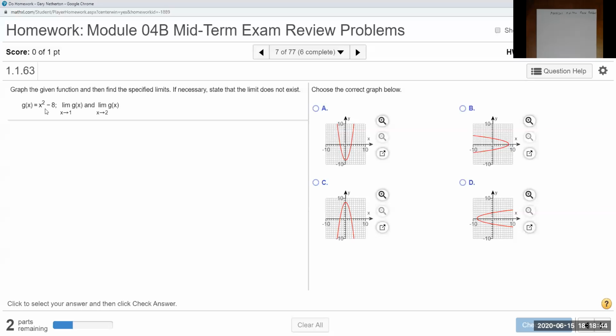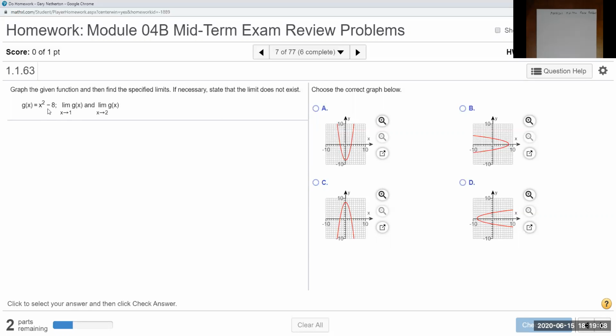And then once you figure that out, they're going to ask you to figure out 2 different limits. So this is like a progression. You do one part at a time. So the first part is for us to figure out which of these graphs represents this function.